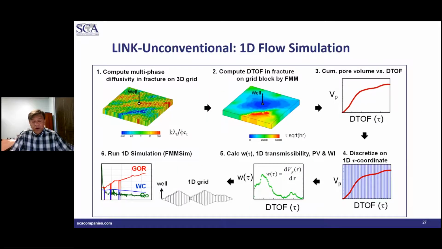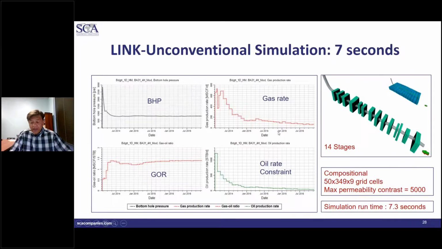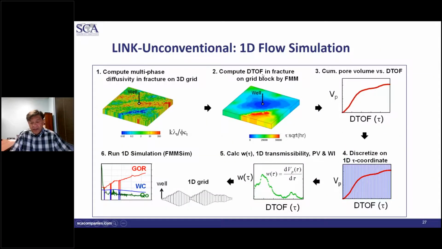And for this 1D simulation, the methodology we use is that we take the 3D model, we calculate the time of flight. This is called diffusive time of flight using fast marching method. And then we calculate the corresponding pore volume as a function of diffusive time of flight and how the volume changes. So essentially, we can calculate the speed at which the pressure wave travels in the reservoir. And using that, we determine the pore volume and how it changes as a function of this diffusive time of flight. And this is again function of diffusivity. And then discretize this volume.